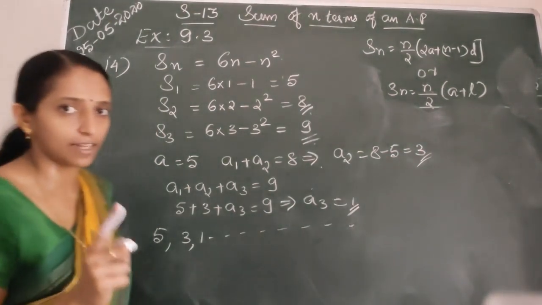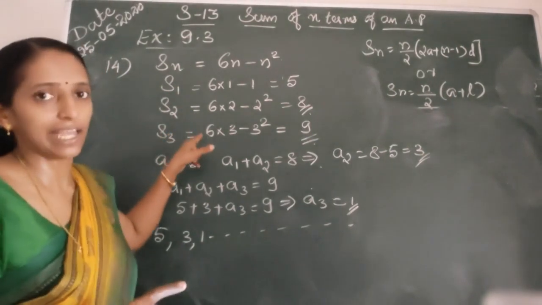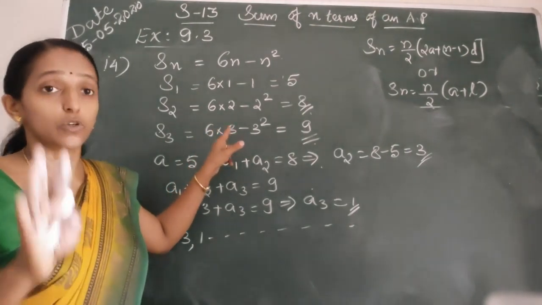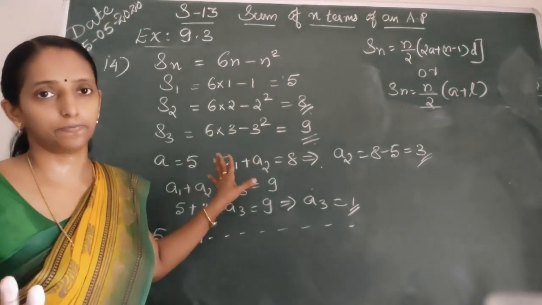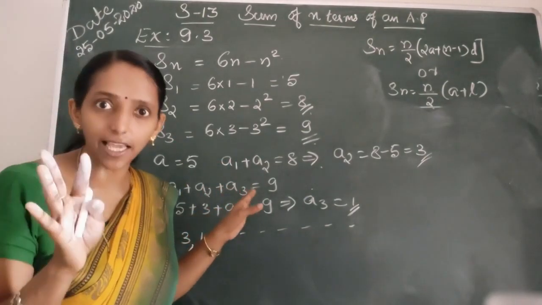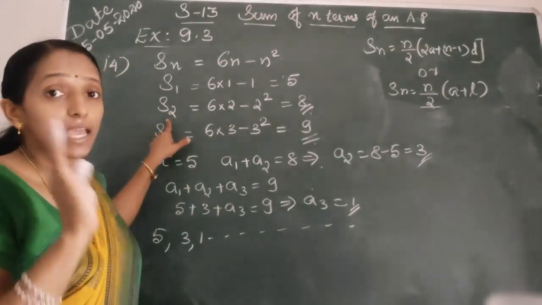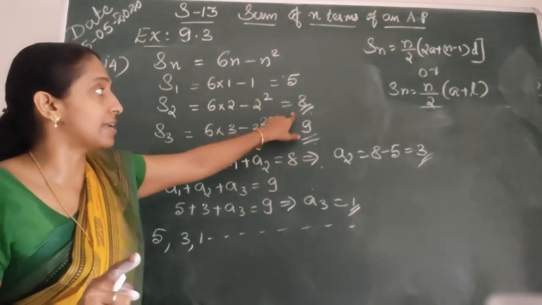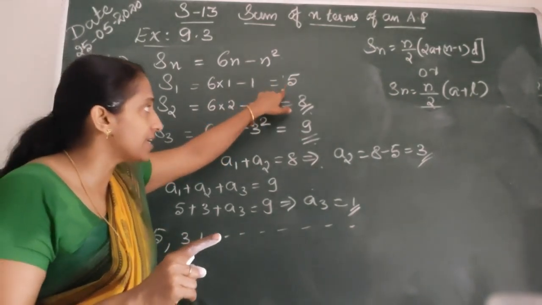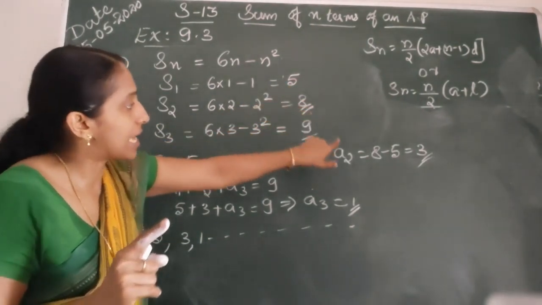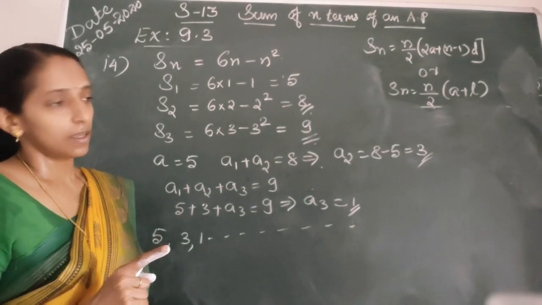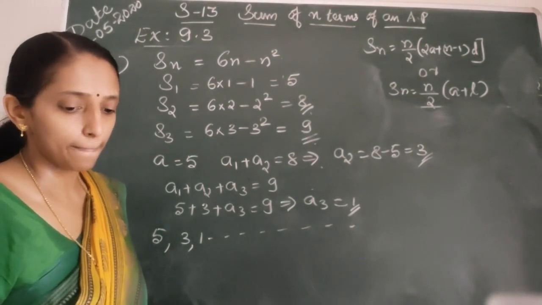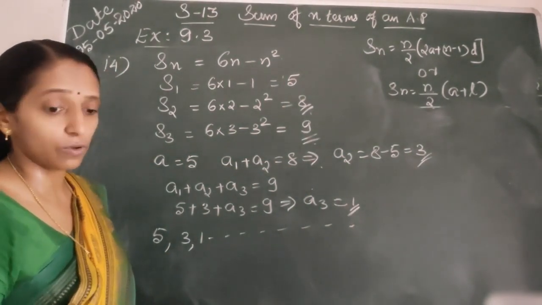Did you understand the difference? These are the sum of the values. S1 means the sum of first term. Only one term. So S1 and A1 will be same. But S2 and A2 won't be same. Why? S2 means A1 plus A2. A1 plus A2 is given as 8. And we are having A1 value 5. So you can calculate A2. And by calculating so, you are getting the series 5, 3, 1, etc.